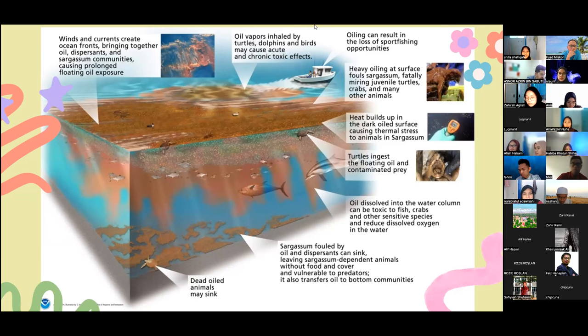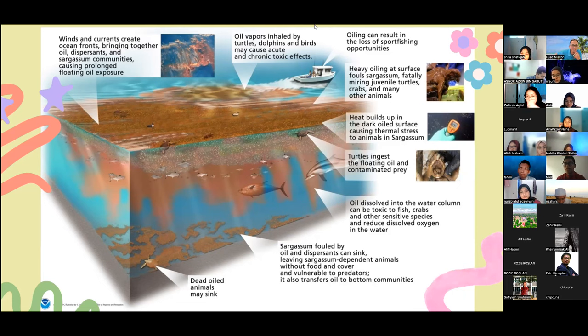Next, it depletes dissolved oxygen in the water. As oil remains floating on the water surface, it will block the light or sunshine that can enter the water. So it will reduce the dissolved oxygen level in the water and suffocate marine organisms.